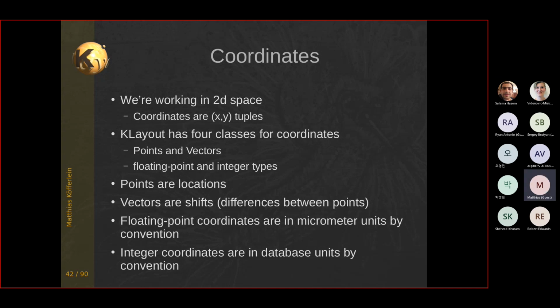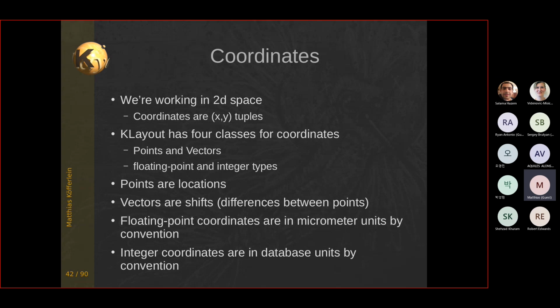Both are X and Y coordinates. But points are global coordinates, so they are a specific point on the plane. And vectors are differences between points. We will see later why there are 2 classes. So eventually, when you have a point and you add a vector, you get a new point. When you compute the difference between 2 points, you get a vector.